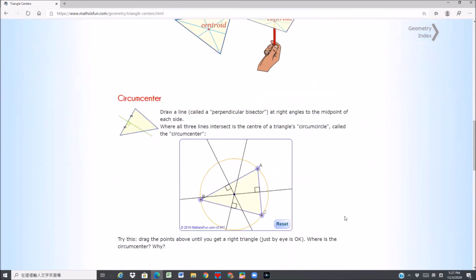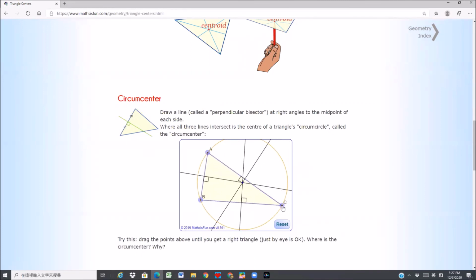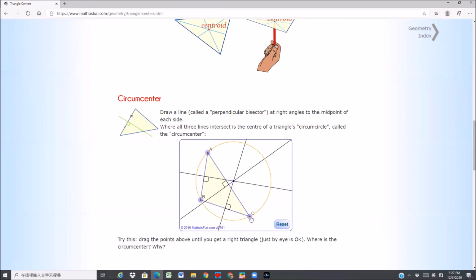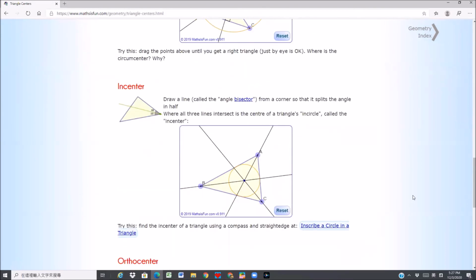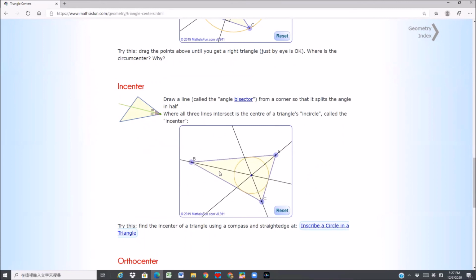The second one is the circumcenter. No matter how you drag the points A, C, you see that you can always draw the perpendicular bisectors together, and then you can always draw a circle to pass through these 3 points. The in-center: you can draw a circle from this point. No matter how you draw, the angle bisectors always intersect at the same point, the in-center. Using this in-center, you can draw a circle inscribed in the triangle.